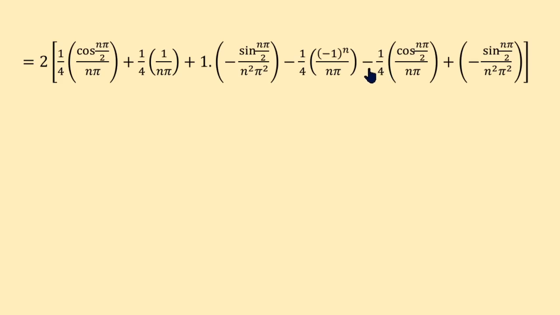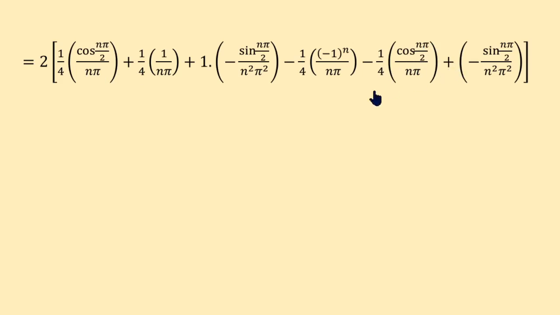And for the lower limit it is minus 1 by 4 n in the denominator, n pi cos n pi by 2 plus minus sin n pi by 2 by n square pi square. And this is for the lower limit; the upper limit value of this is 0. Now cancel these two terms: 1 by 4th of cos n pi by 2 by n pi minus 1 by 4th of cos n pi by 2 by n pi.